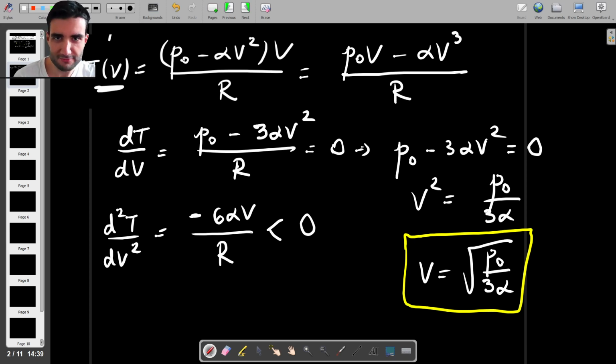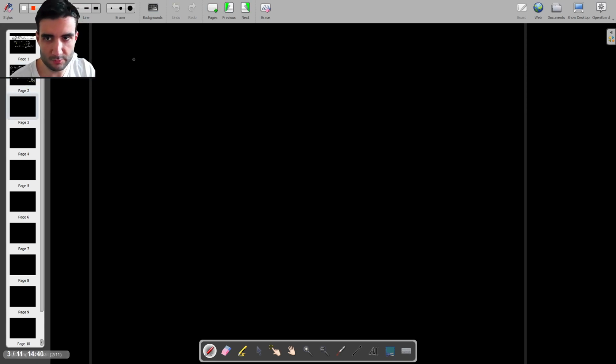And if it's a concave function, then it will have a maximum. So this V corresponds to a maximum according to calculus theory in maths. So we found the location of the maximum. Now we have to find what that maximum temperature is.